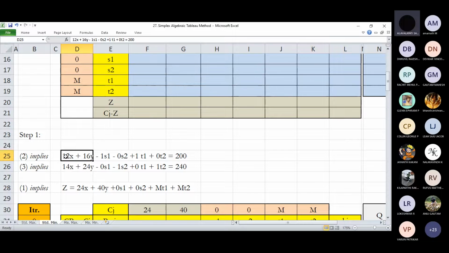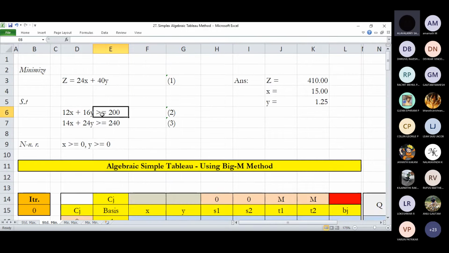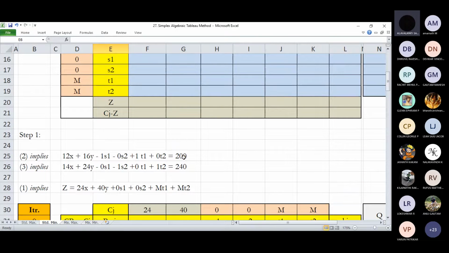I repeat, this is the subject to constraint, which is nothing but 12x plus 16y minus 1 into s1. We subtract a slack variable and add an artificial variable in a greater than or equal to constraint. That's how, when you make it equal to 200, you need to subtract a slack variable and add an artificial variable. And the same way, the next constraint: 14x plus 24y minus 0 s1 minus 1 s2, which means s2 is for equation 2, plus 0 t1 plus 1 t2 equals 240.